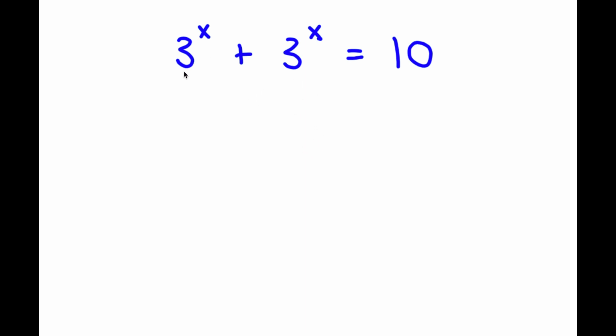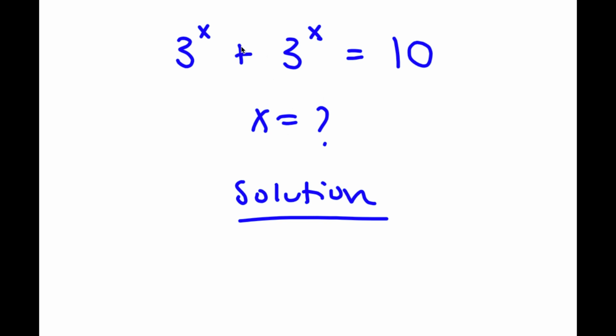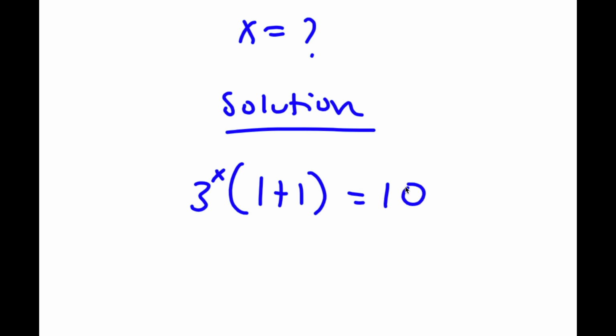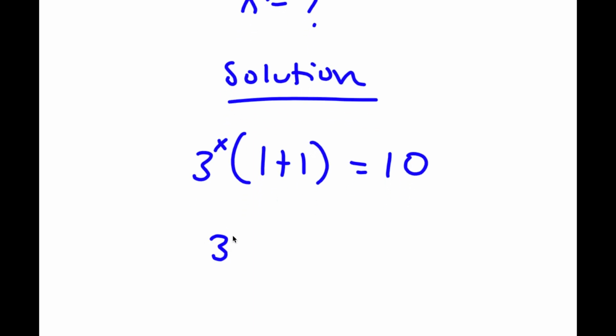All right, so I have 3 to the power of x plus 3 to the power of x is equal to 10. So for this problem, I want to find the value of x. So for my solution, I'm going to first start by factoring out 3 to the power of x from my left-hand side. So now I have 3 to the power of x times 1 plus 1 is equal to 10. Now, 1 plus 1, that's obviously equal to 2. So now I have 3 to the power of x times 2 is equal to 10.